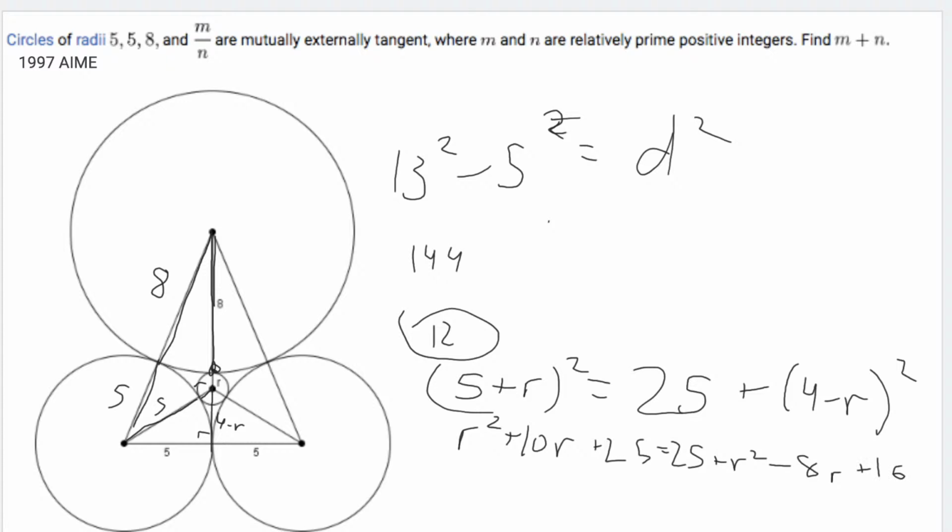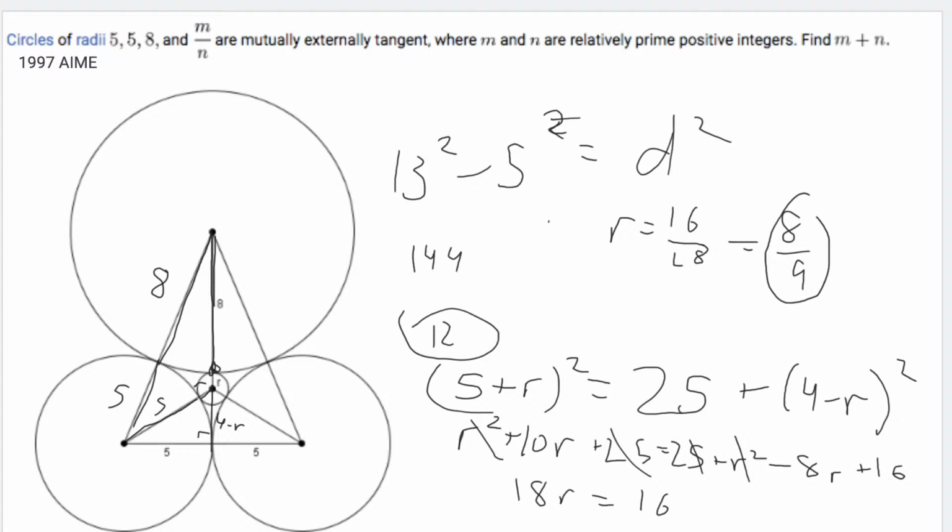Now, this is just some simple computation. You notice that the r squares just cancel out. The 25s also cancel out. And then you add 8r to both sides. You get 18r equals 16. And then you divide 18 from both sides, and you get r equals 16 over 18. And you reduce this, and you get 8 over 9.